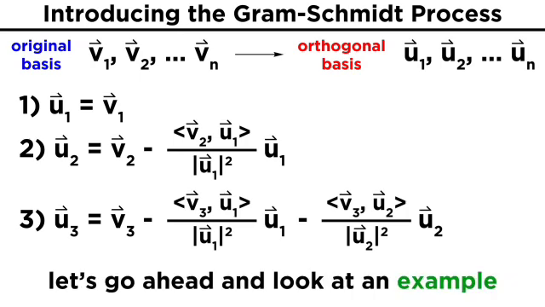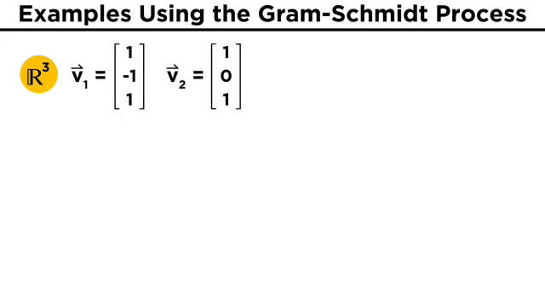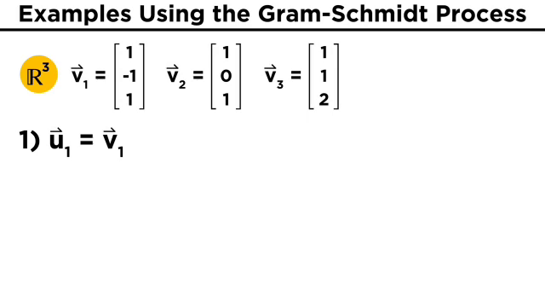This might all look a bit overwhelming at first glance, but let's look at an example and take it step by step. Consider the basis vectors for R3. v1 equals 1, negative 1, 1, v2 equals 1, 0, 1, and v3 equals 1, 1, 2. We always start by setting our first vector u1 equal to the first basis vector, so u1 equals 1, negative 1, 1.